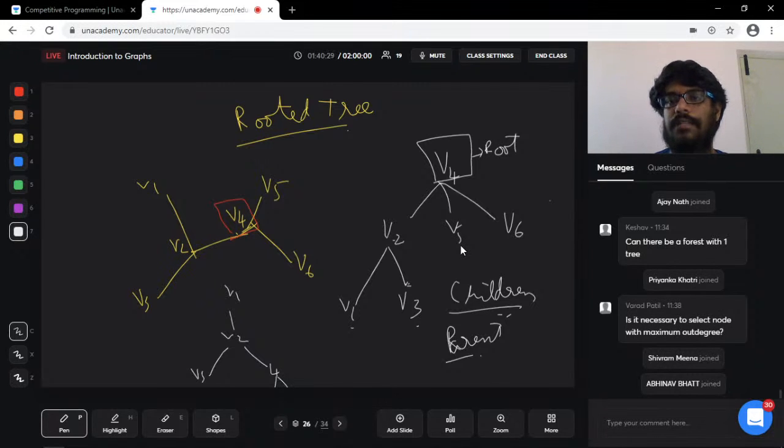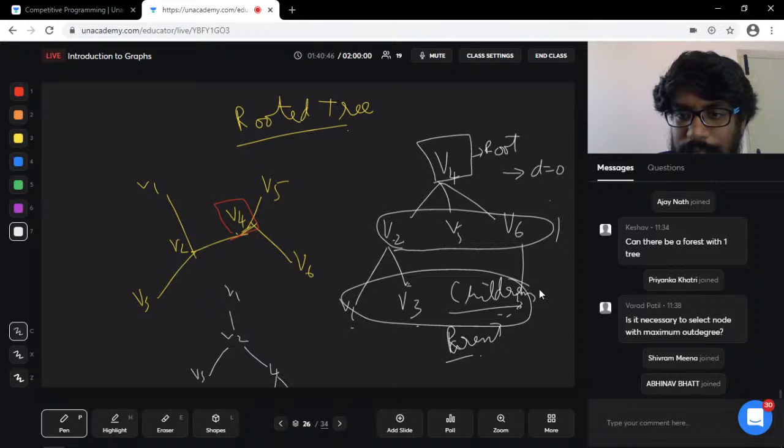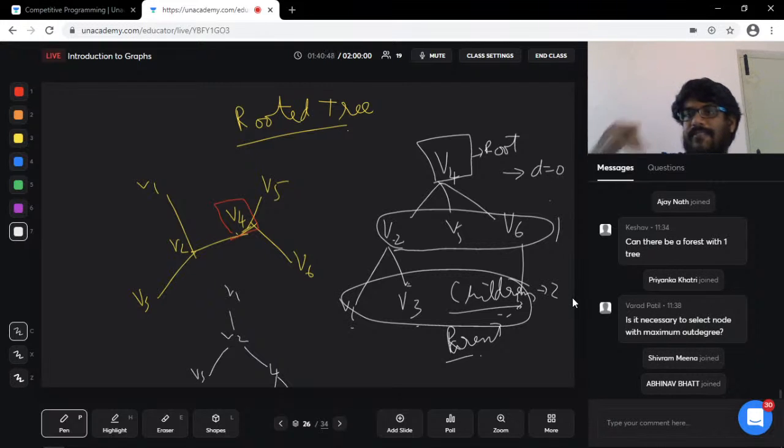Children and parents. And we also have the concept of depth. Depth is basically the distance from the root. So this is at depth 0. All these three are at depth 1. And suppose there is also V7 here. All these three will be at depth 2. It's basically the level from the top that they are at. The further down, the further away from the root they are, and the deeper they are in the tree.